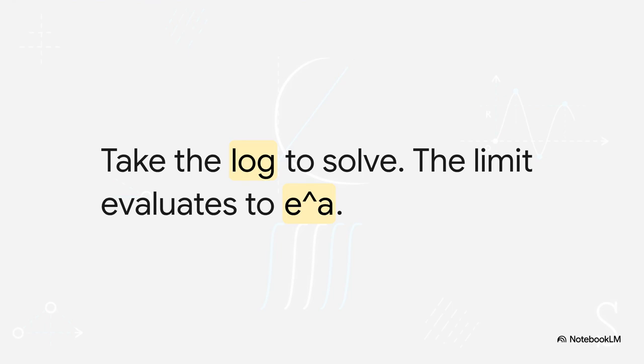The denominator's derivative is negative 1 over x squared. Look at that, the negative 1 over x squared terms cleanly cancel out, leaving just a over 1 plus a over x. As x approaches infinity, a over x becomes 0, leaving just a. So the natural log of our limit is a, which means the limit itself is e to the power of a. And boom, that covers all 9 essential exam topics.